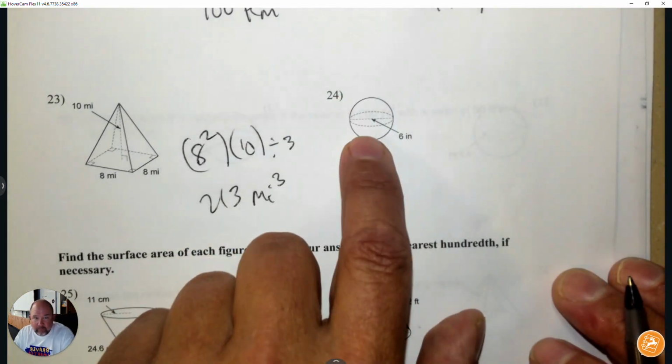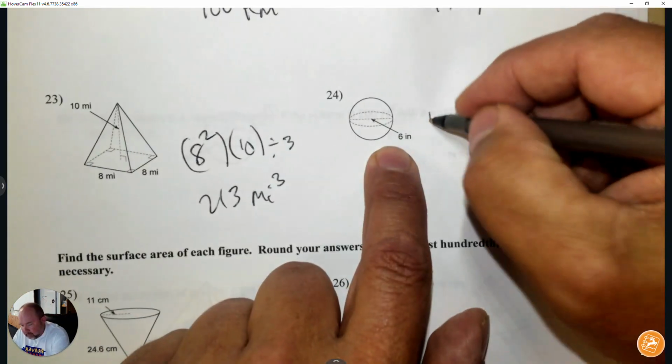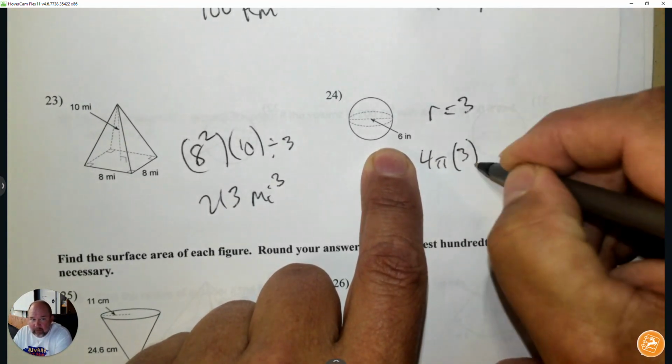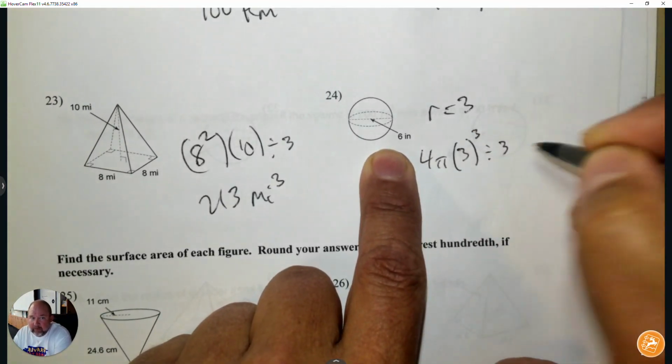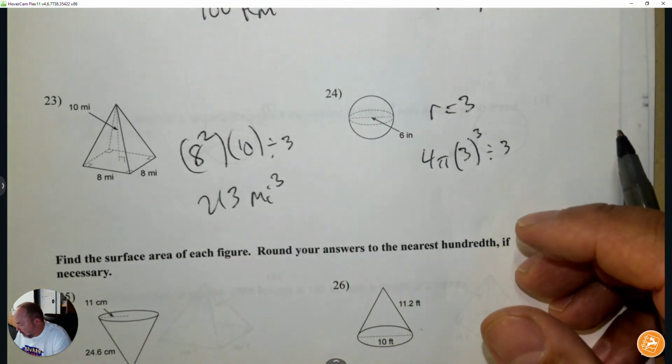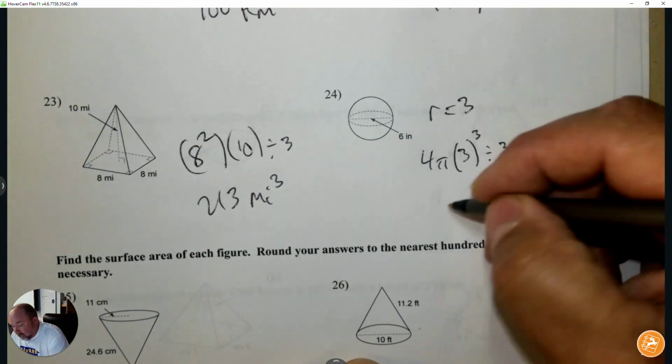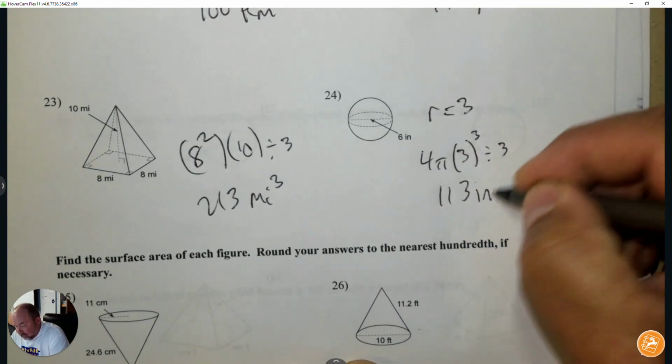Here, this is a sphere. The diameter is 6, so the radius is 3. The formula is 4 pi, the radius cubed divided by 3. That's the formula for volume. And you get about 113. And again, that's inches cubed.